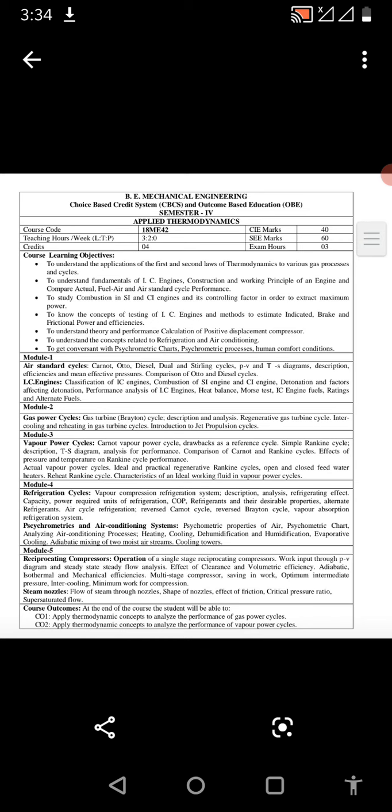Then module 3 deals with vapor power cycles. Here in the vapor power cycles we are dealing with the Rankine cycle, but we will also compare it with the Carnot cycle. And we will also deal with the applications of how we can increase the efficiency of these vapor power cycles by using, for example, the reheat cycle. And we will also deal with the ideal working fluid for the vapor power cycles.